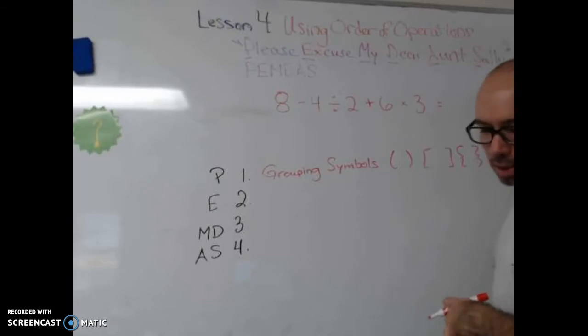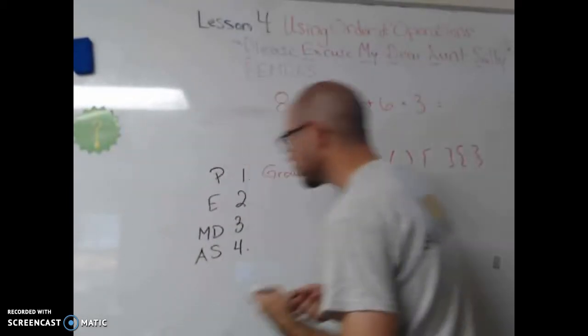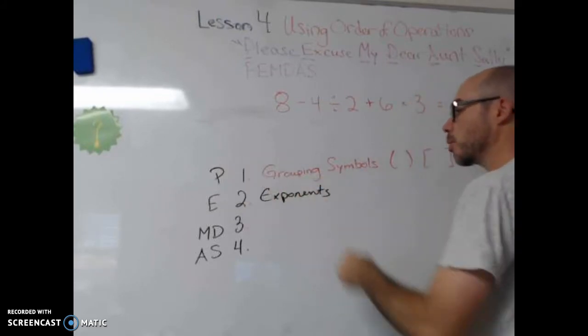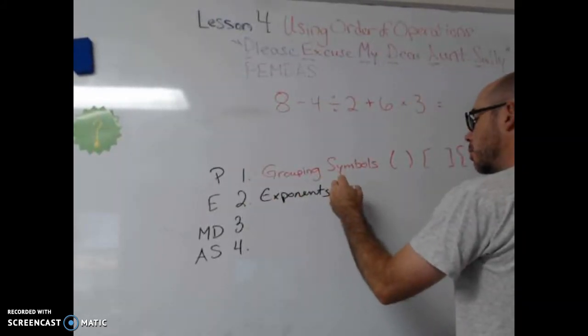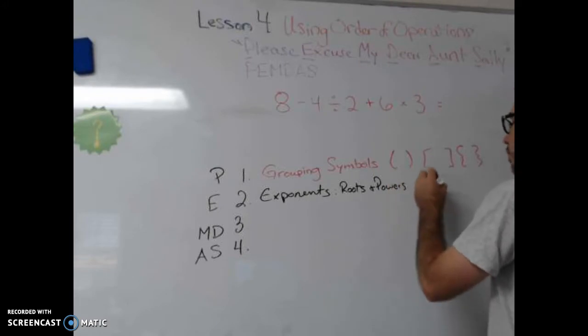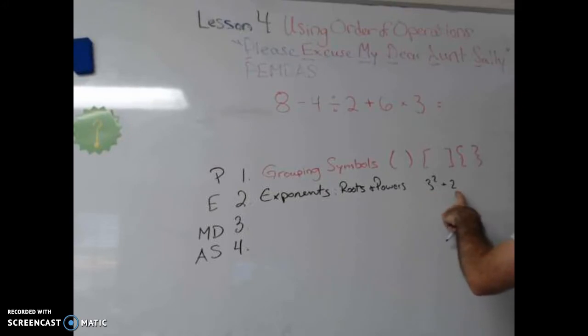The E in PEMDAS stands for powers and roots, or exponents. P for parentheses, or grouping symbols. E for exponents, which means when we're taking the roots and powers of things. So if it's like 3 squared plus 2, we do the 3 squared first, and then we add the 2. Or if we have something like that, we'll do each of those problems first before we do something else. So exponents, roots, and powers. You can rewrite a root as 4 to the 1/2 power.